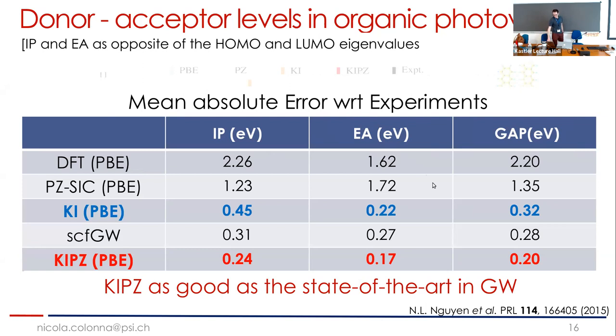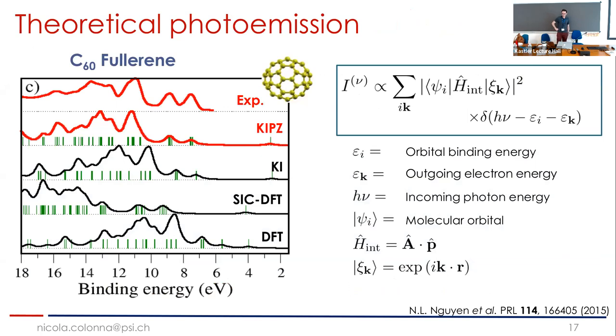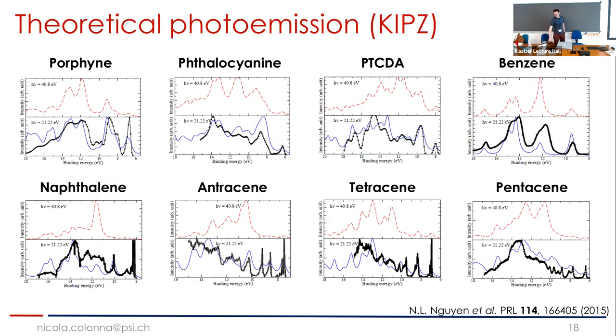And last, I just want to mention that also deeper states are correctly reproduced. Here we computed the theoretical photoemission experiment, this is an example for the C60 fullerene. And you see that KIPZ is in remarkably good agreement with experiment. And this is actually true for all the systems we looked at. So if you want all the details, also how this photoemission spectra is calculated, you can check out this reference down here.